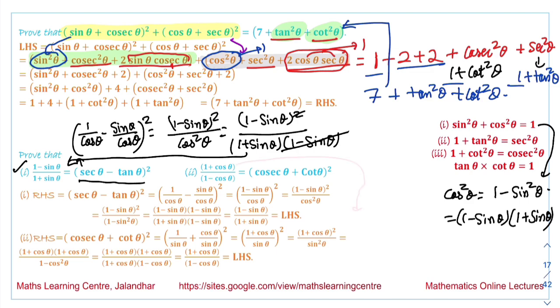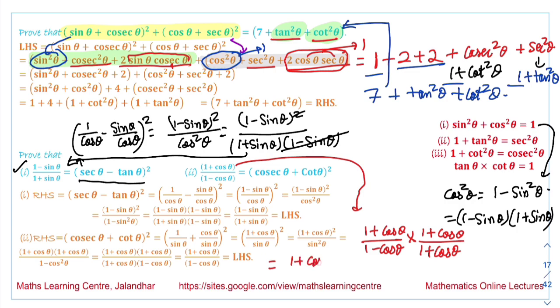Now if suppose we are not solving it in this form, what we have to do, I am talking about the second part over here. The term we have is 1 plus cos theta over 1 minus cos theta. What we are going to do, we are multiplying it with 1 plus cos theta and dividing it with 1 plus cos theta. The numerator will become 1 plus cos theta whole square, and the denominator is 1 minus cos square theta.